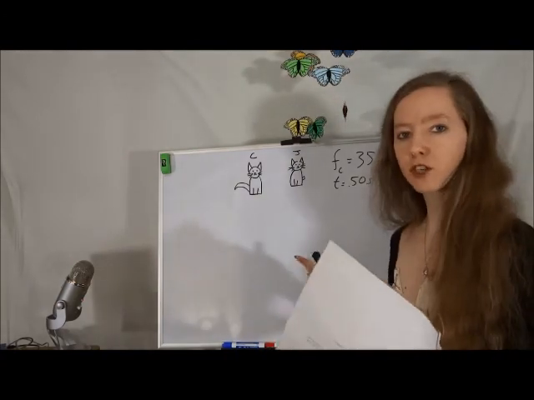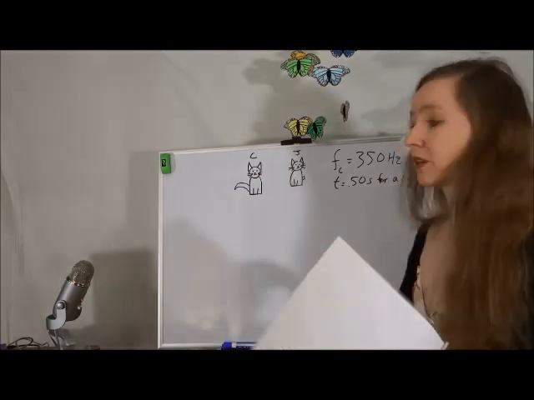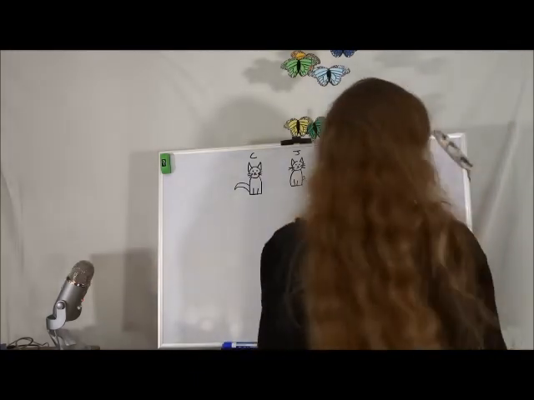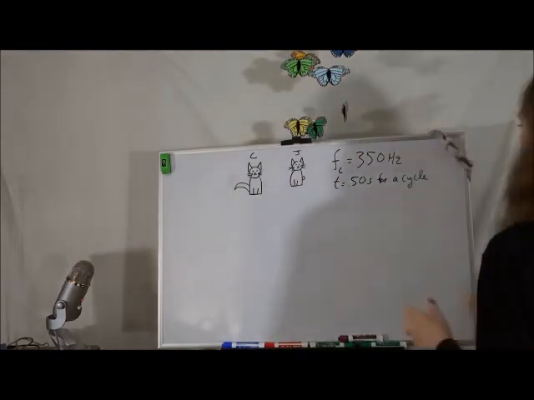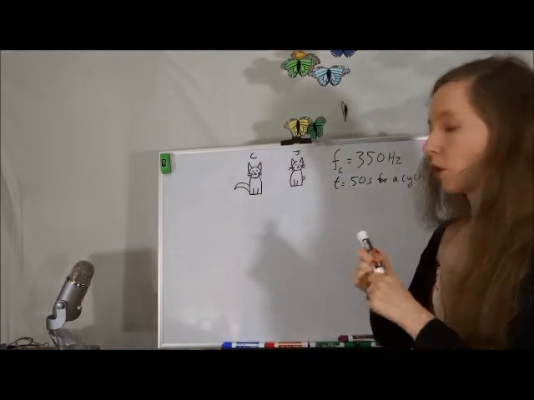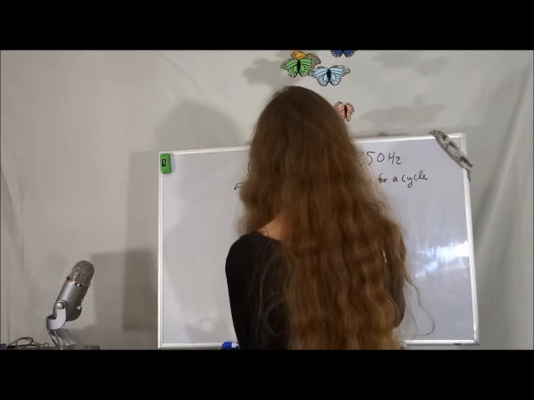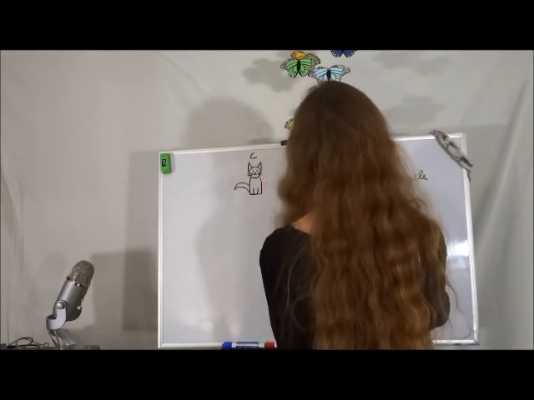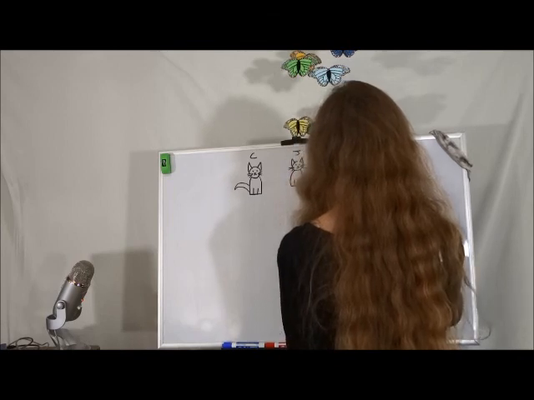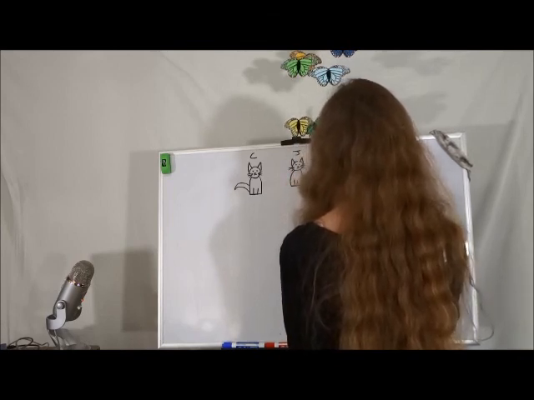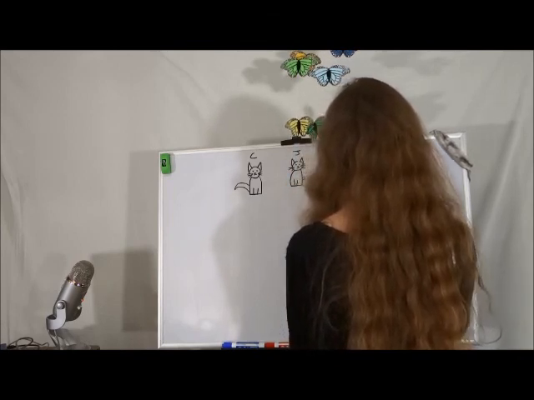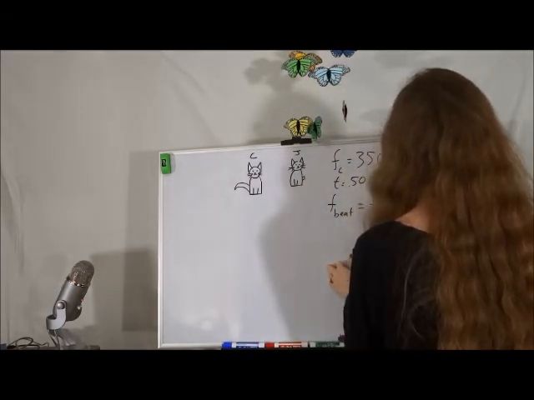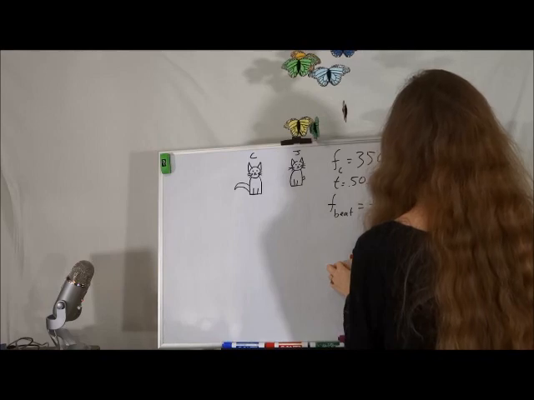The first thing we have to do to figure this out is determine our beat frequency. We know that it takes 0.5 seconds for a cycle, so our beat frequency would just be one cycle per 0.50 seconds, which will give us 2 hertz.